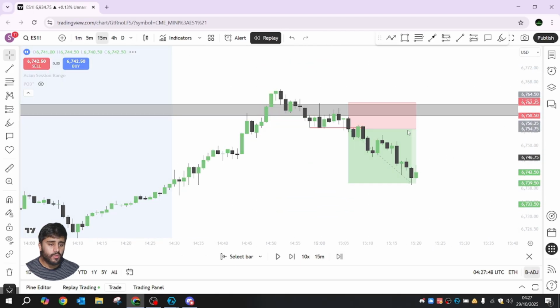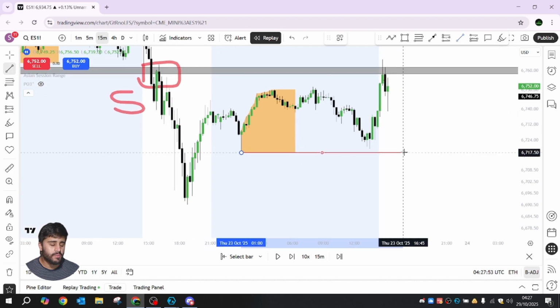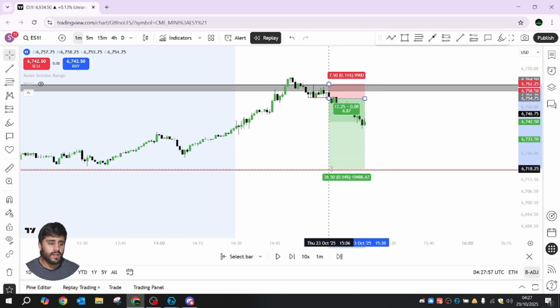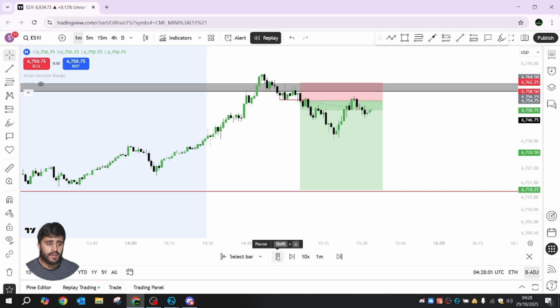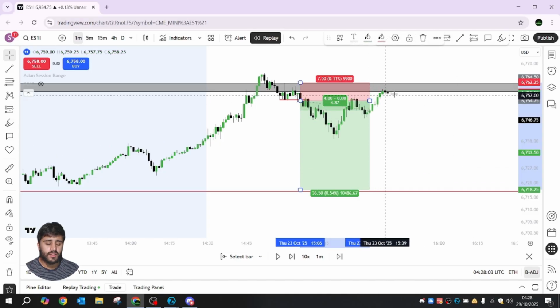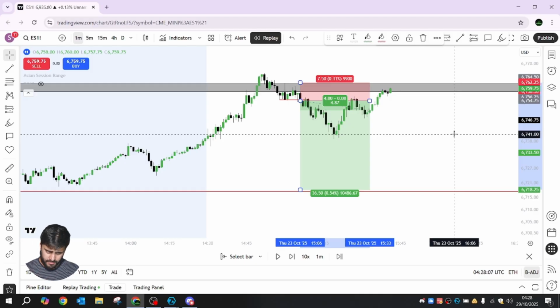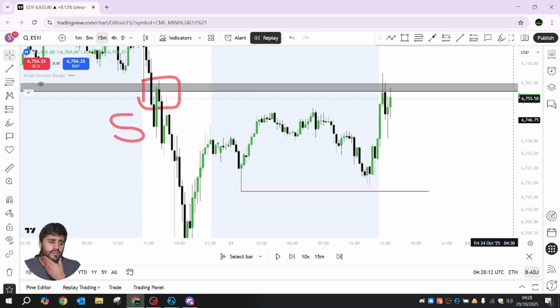What I did, I'll quickly break it down, is I saw the Asian low was not swept. So I actually targeted the Asian low like this. I went all the way down here, and guess what happened to me? I ended up taking a BE, right? I think I closed it here. Horrible trade management, but my bias was correct. And that's the main purpose I made this video.